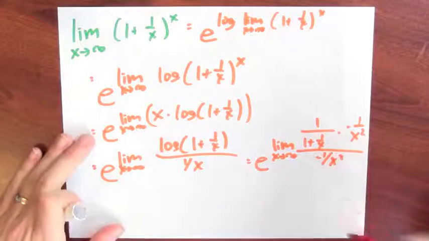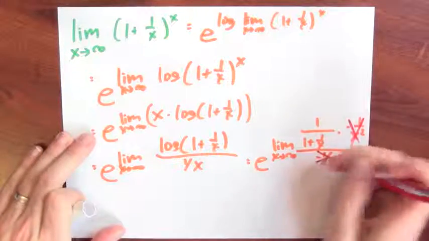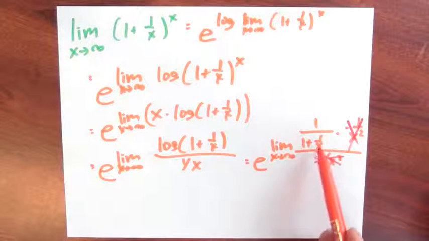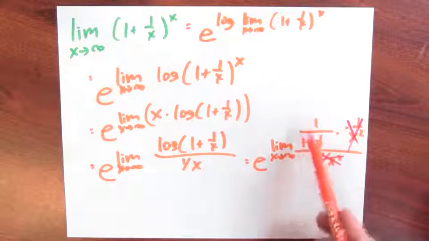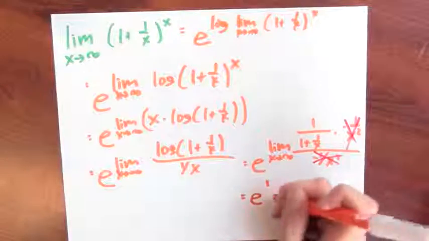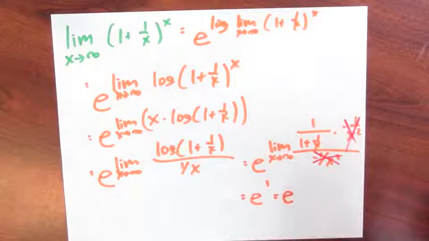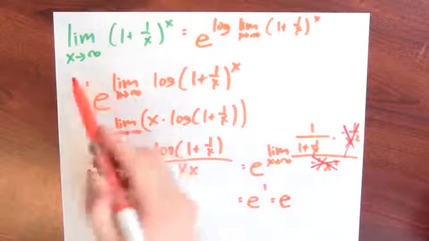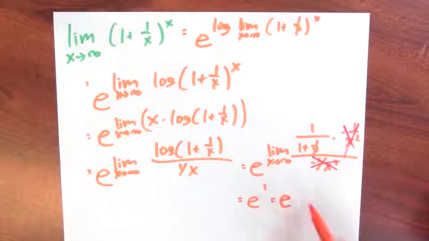Now I've got a minus 1 over x squared, which cancels with a minus 1 over x squared in the denominator, and I've got 1 over 1 plus 1 over x as x approaches infinity. This is getting very close to 1. So this is e to the first power, which is e. And that means that this original limit, the limit of 1 plus 1 over x to the x power as x approaches infinity, is equal to e.